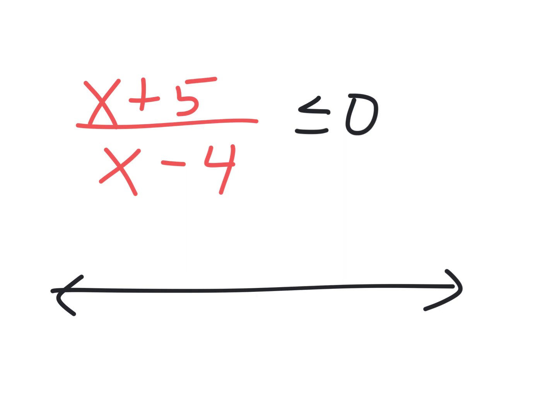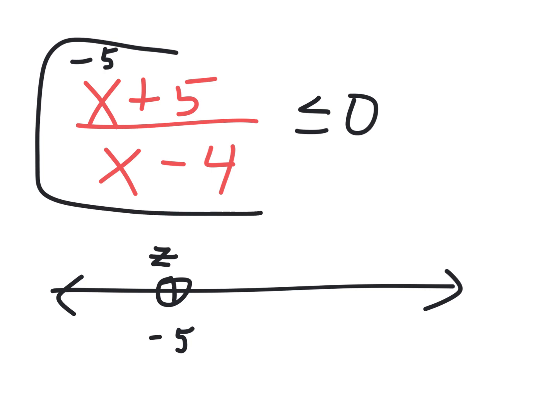Okay, Brody, what makes the top 0? Negative 5. So negative 5 is important, and I put it on the number line. And I circle it. You always circle it. The question is if you fill it in. Jack, do you fill it in or not? Yeah. Because this makes it equal 0. If the top is 0, the whole thing is 0.